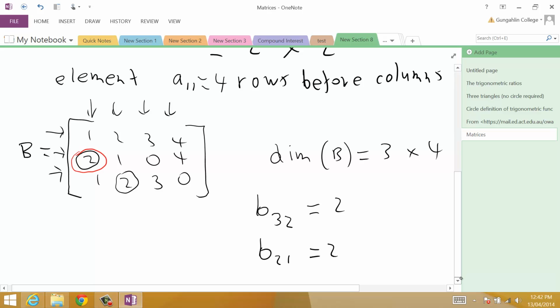So that's a brief introduction to matrices. In the next video we'll look at some of the operations that we can do with matrices, addition and subtraction.